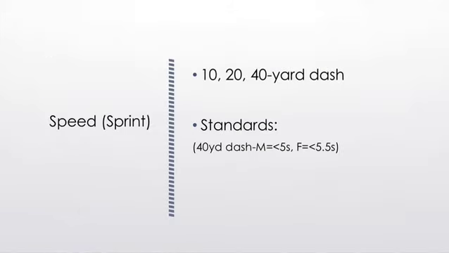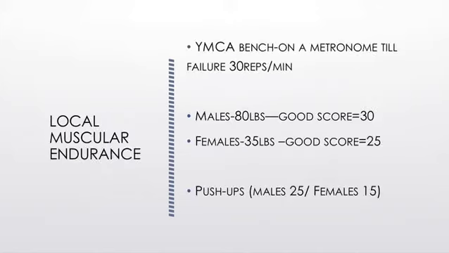Speed: 10, 20, 40-yard dash is the most common. The standards for a 40-yard dash for males, less than 5 seconds. For females, less than 5.5. So if it's slower than that, that might be an area you need to work on.